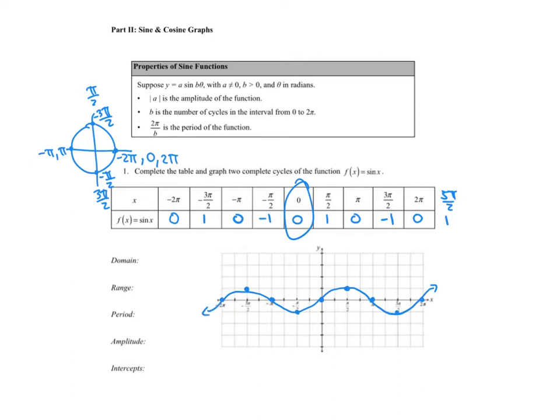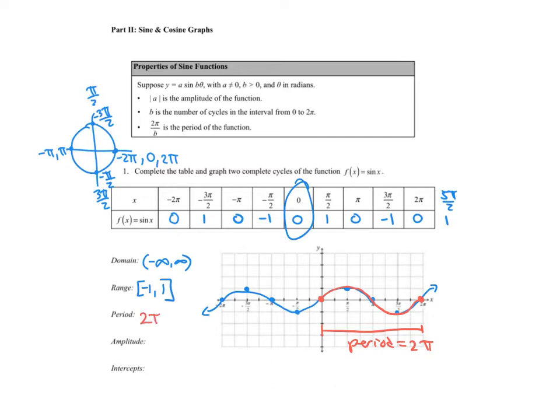The domain of this function, since it does keep going to the left forever and to the right forever, is all real numbers, or -infinity to infinity. The range, our lowest y value is -1, and our highest y value is 1. The period of a sine function, the length of one cycle, if we start at the origin, one cycle is getting back to that same starting point, and the length of that one cycle is 2 pi.